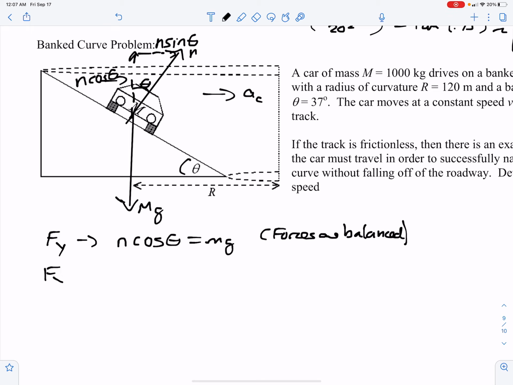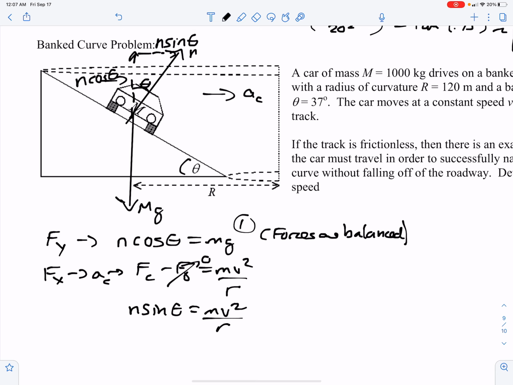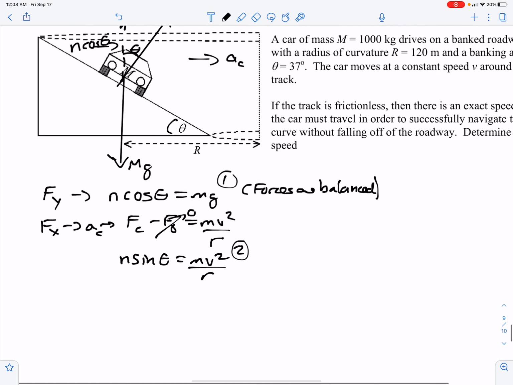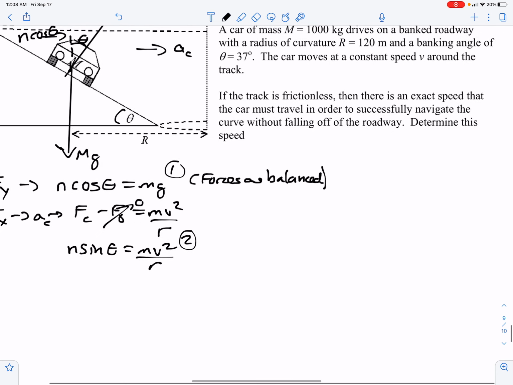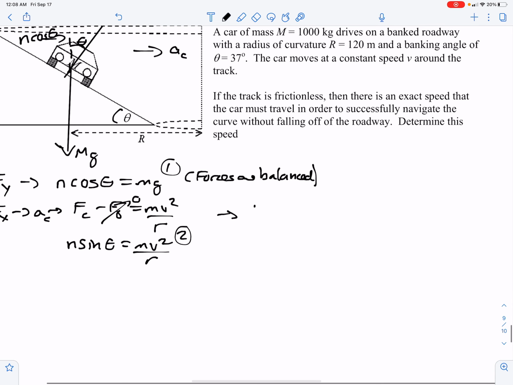In the x direction, you're accelerating centripetally. So causing force minus opposing force equals mv squared over r. There are no outward forces, so there are no opposing forces. And the causing force would be n sine theta equals mv squared over r. I'm going to call this equation 1. I'm going to call this equation 2. Let's use the strategy we did before, and let's divide these equations.